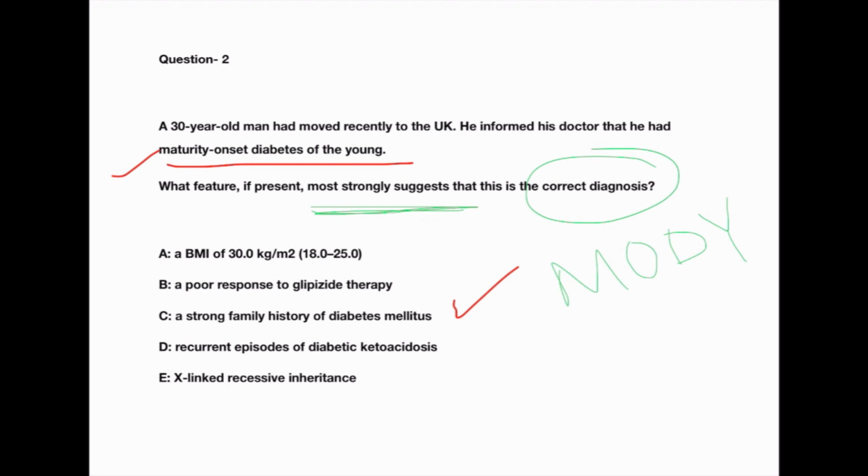Now the second question was about maturity onset diabetes of the young. This was a question from endocrinology. Again, the option is very simple. A strong family history of diabetes mellitus is the one which mostly suggests MODY.